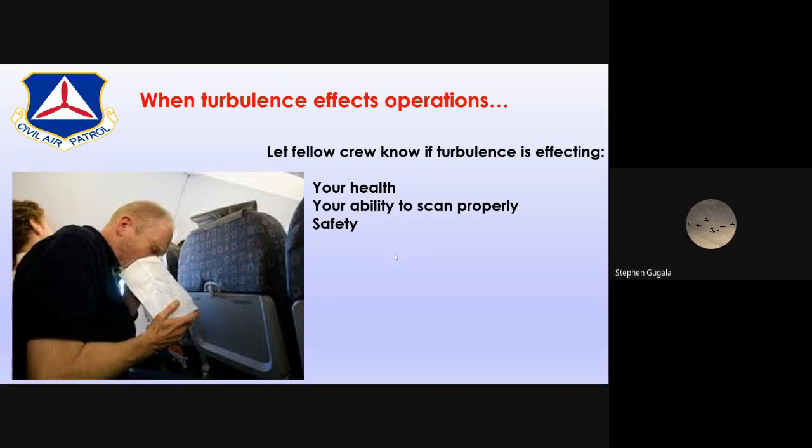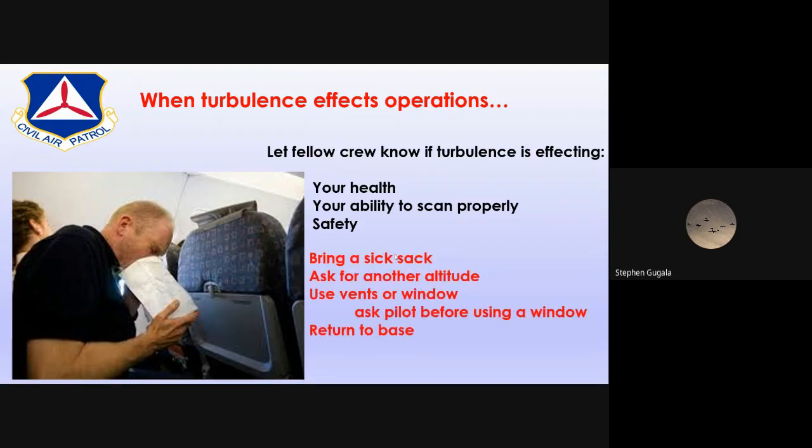In order to mitigate some of the effects of turbulence, as I said, it's going to be there. You can't turn it off with a switch. And generally, if you're going to climb to an altitude to get out of it, now you're climbing out of your zone of effective scanning. So bring a six sack in case the worst happens.